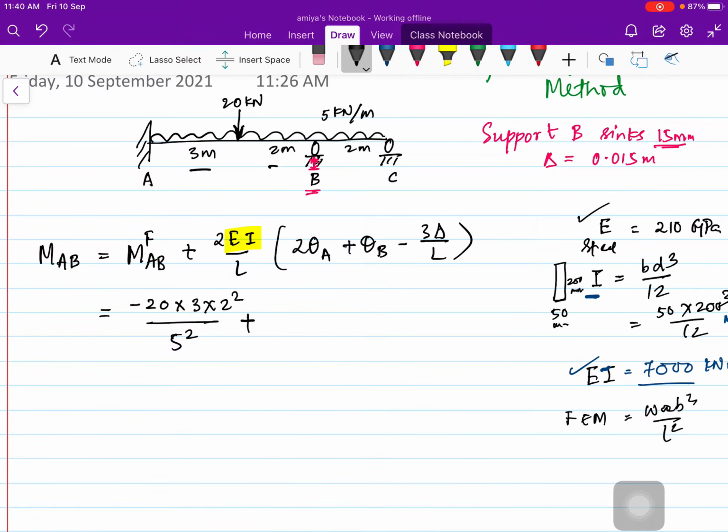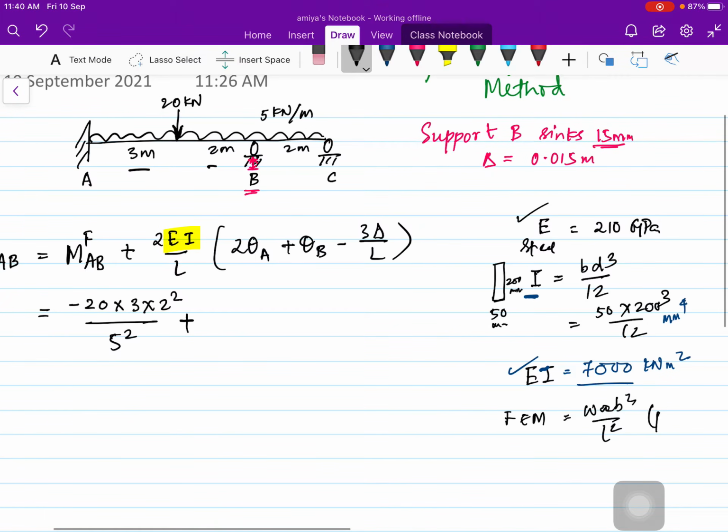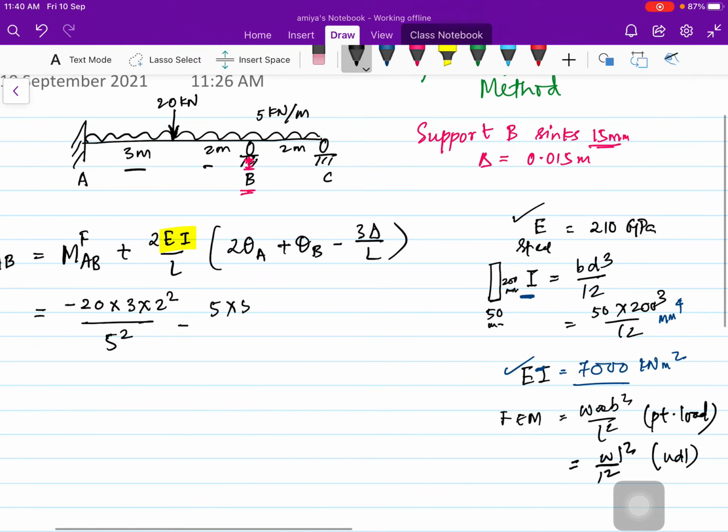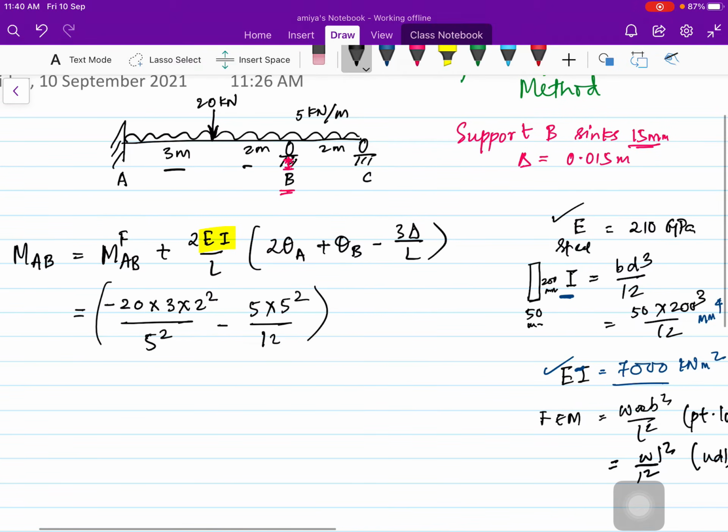So this plus we have the UDL. This is for the point load fixed end moment, and for the UDL you have the formula W L square by 12. Again it is negative at support A, so minus 5 is the UDL, then the span is again 5 square, W L square by 12. So this is your fixed end moment.